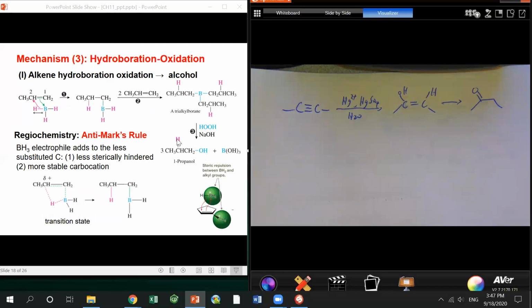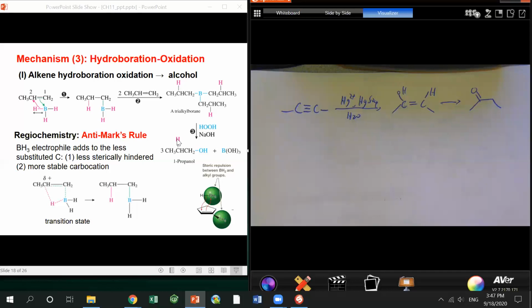So that's mechanism 2. In mechanism 2, we learned three reactions. First, halogenation, adding Br2 or Cl2 onto the carbon-carbon double bond. Second, the halohydrin reaction. Third, oxymercuration reactions.